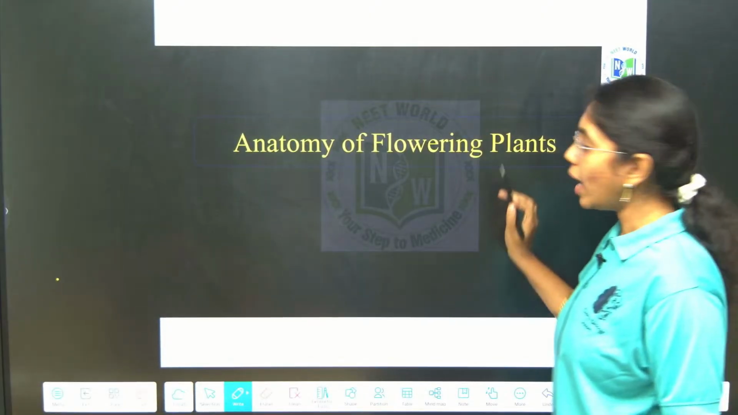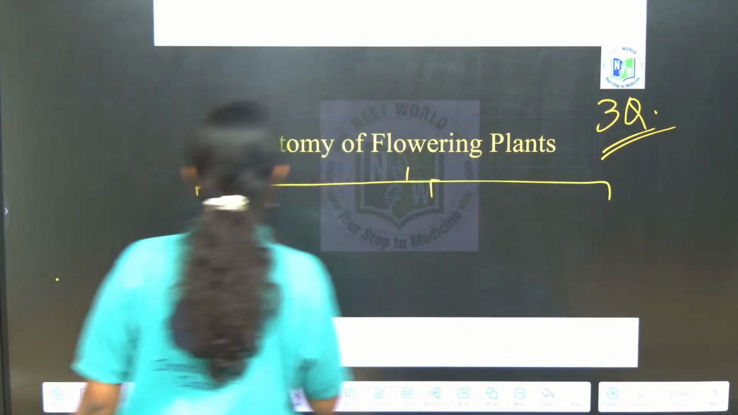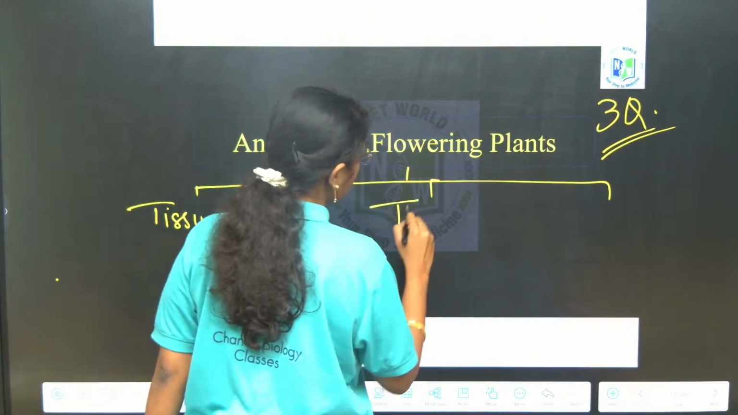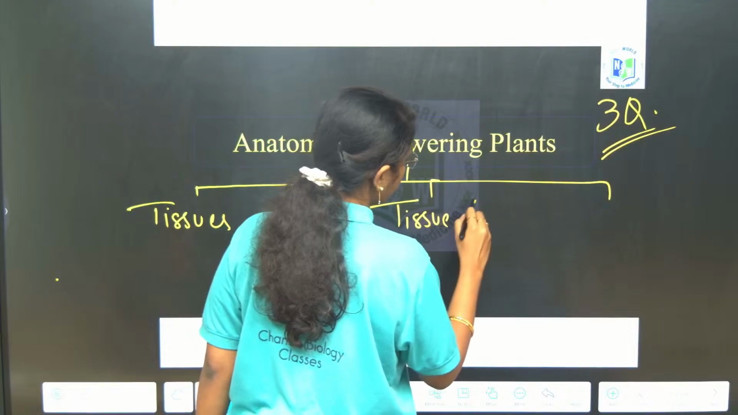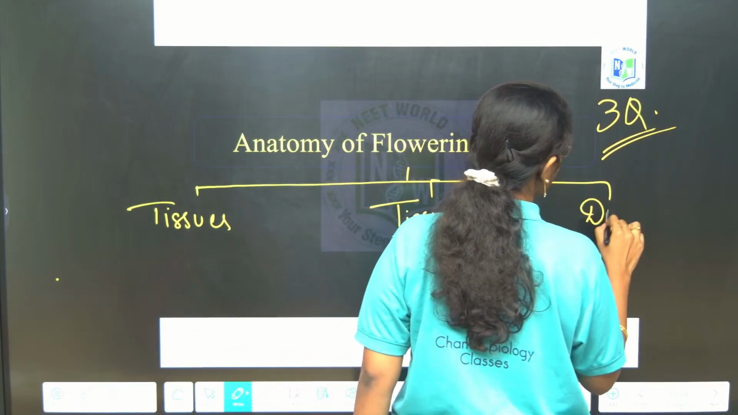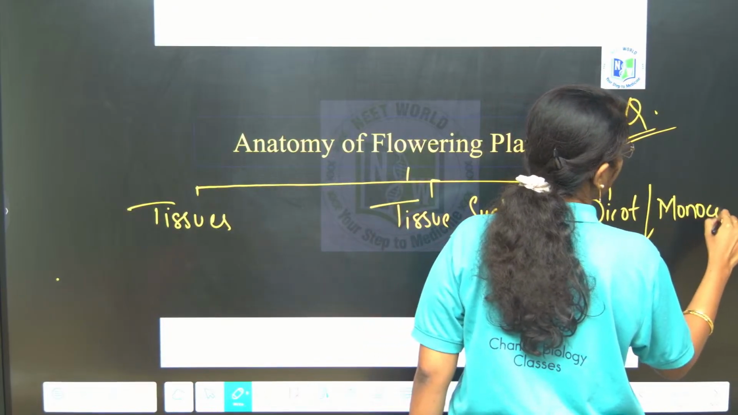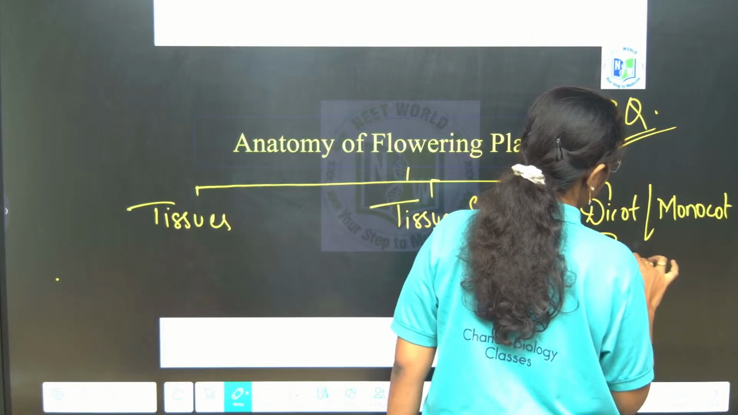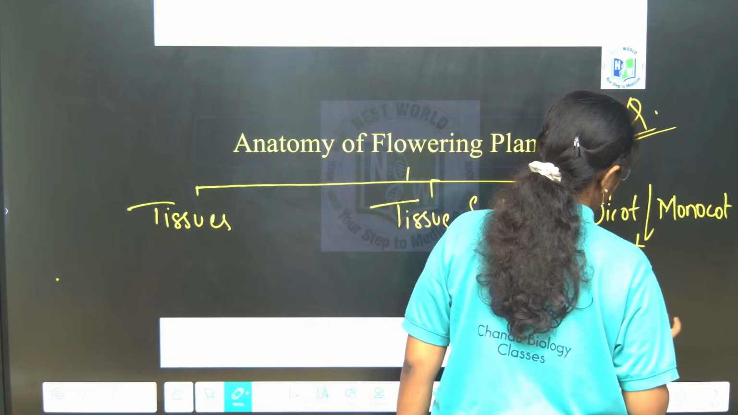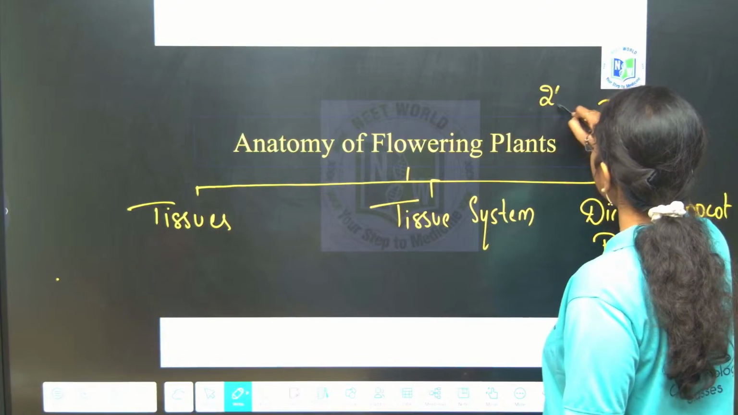So, how do you have to learn this chapter? This chapter can be fragmented into tissues, tissue systems, and comparative analysis between dicot and monocot root, stem and leaves. Of course, secondary growth is eliminated. So you can expect definitely 2 questions for sure.